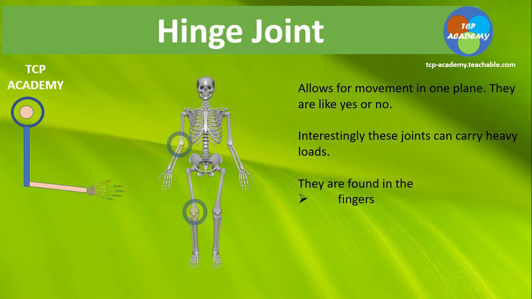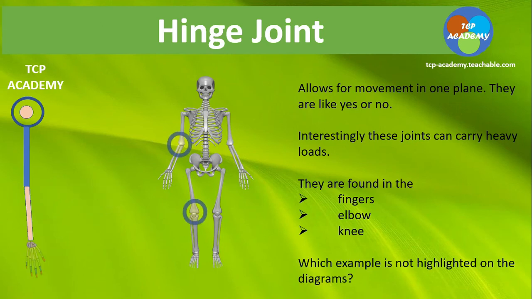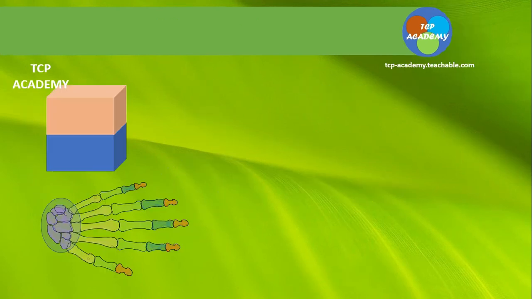They are found in the fingers, elbows, and knees. And tell me, looking at the diagram, which example is not highlighted? Now, I want you to write that in the comments below. Example which is not highlighted on the diagram. That's the skeletal diagram.